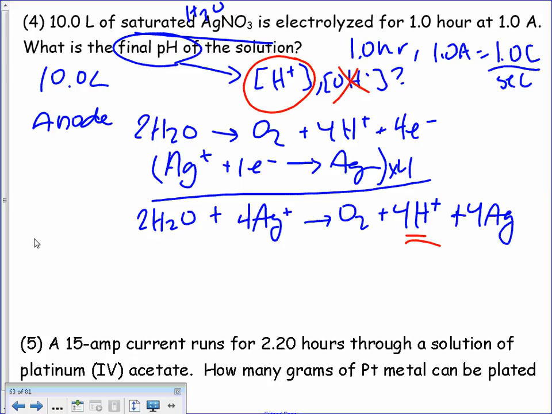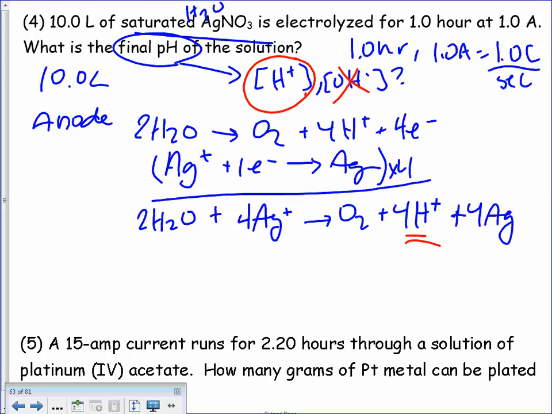Before you jump to conclusions, let's start with 10 liters. You might write down 10 liters, but there's no molarity to go from. You can't cancel liters. But think about the end: this is asking for concentration. What is this going to help us get? Moles, which we need to divide by 10 liters to get the concentration. So just think ahead there.